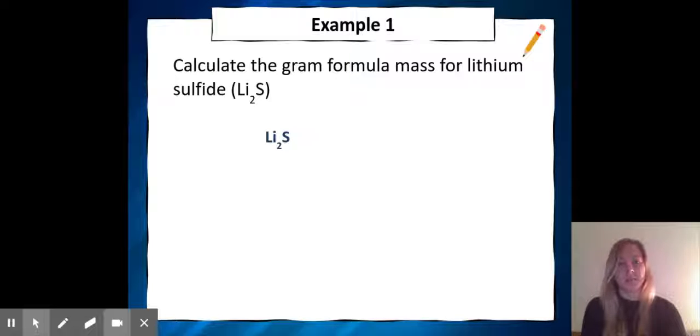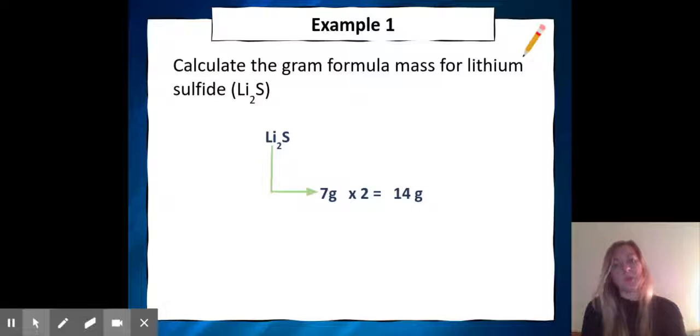So here is our formula. What we're going to do is take each element in turn. We can see from the formula that there are 2 elements in this compound, lithium and sulfur, but we have 3 atoms: 2 lithium atoms and 1 sulfur atom.